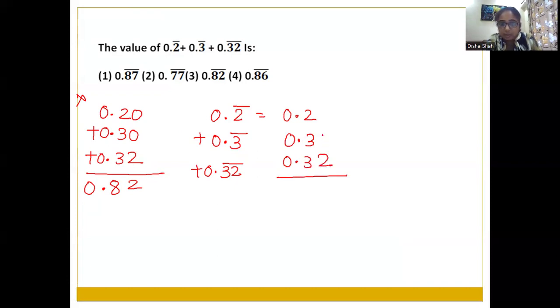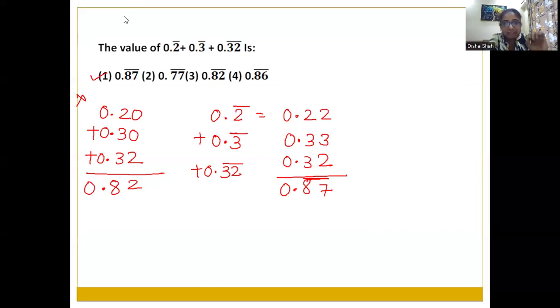Here there is nothing, but we cannot write 0 because this has a bar. It means that 3 is getting repeated. So here we have to write 3. Similarly, here I have to write 2. This is 7, 8, 0.87. Because everywhere there was a bar, here also there will be a bar. 0.87 bar is the correct answer.